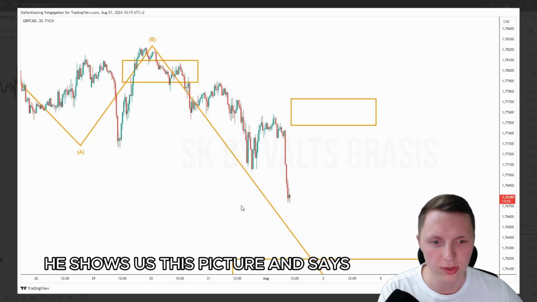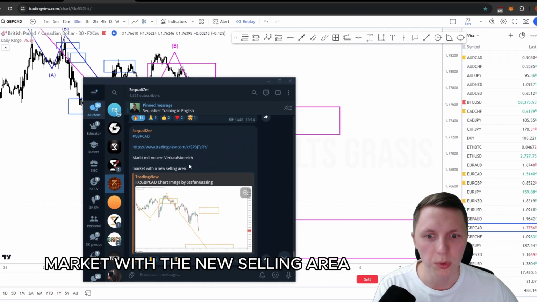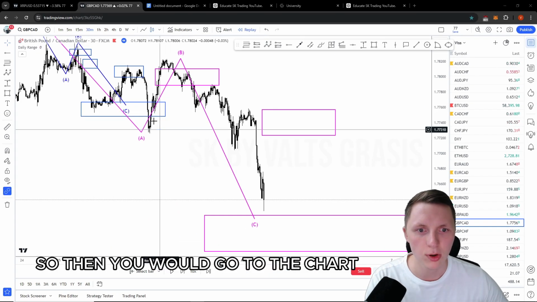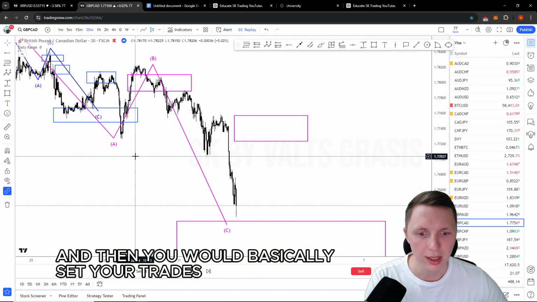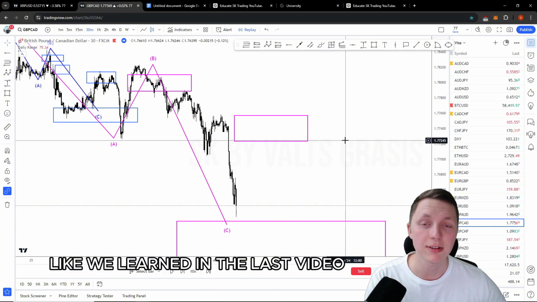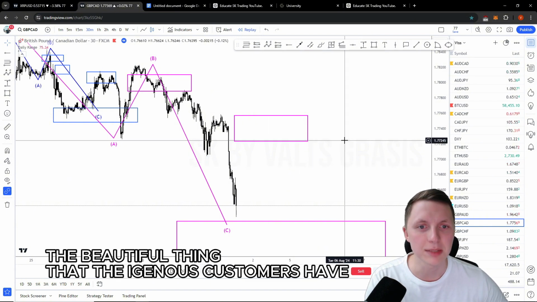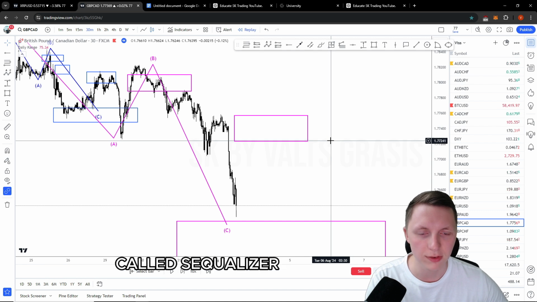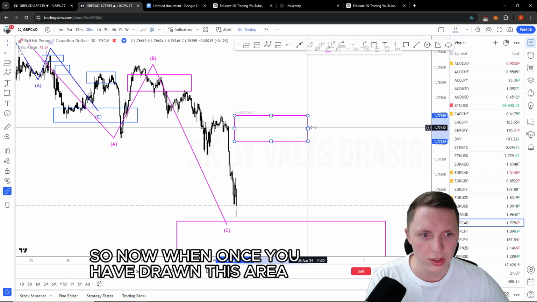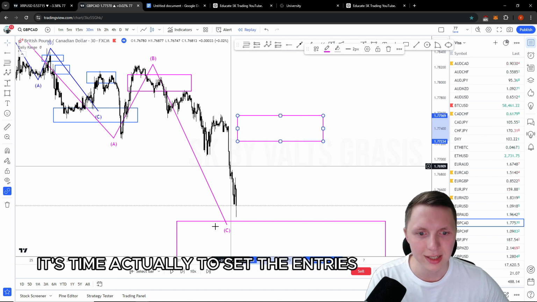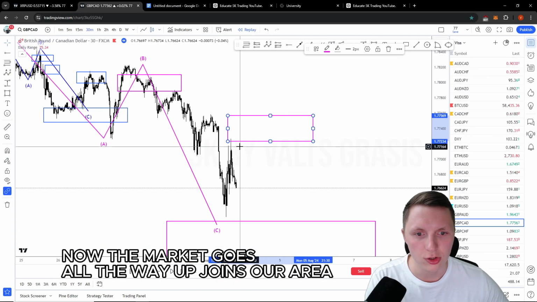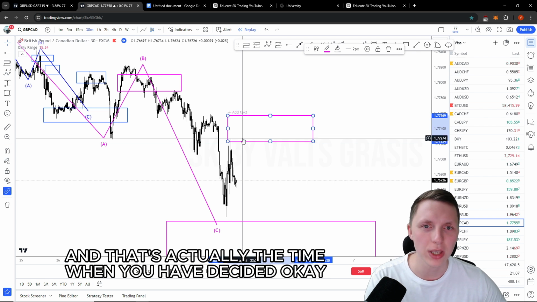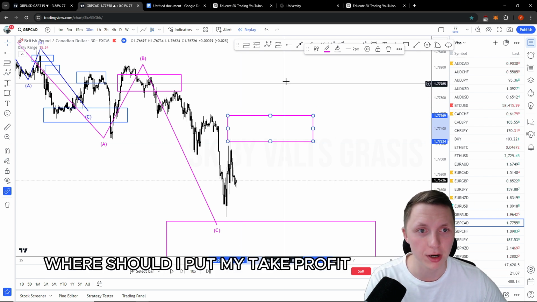So he shows us this picture and says market with the new selling area. Then you would go to the chart, draw out the same exact area like here, and then you would set your trades like we learned in the last video. This is the beautiful thing that the iGenius customers have called Seekwiser. Now once you have drawn this area, it's time to set the entries. We learned that in the last video. Now the market goes all the way up, joins our area, and that's the time when you have to decide, okay, where should I put my take profit?